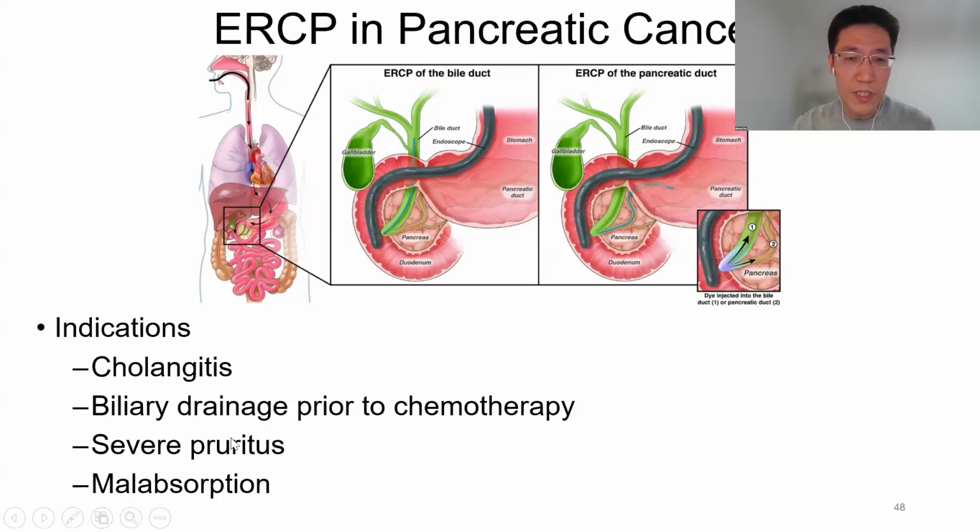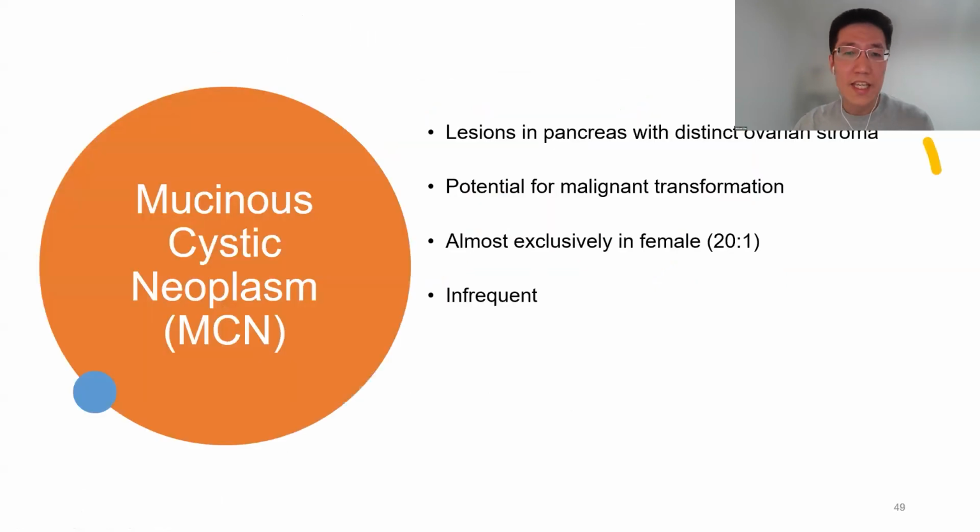These last 2 are symptomatic. One is severe itch from the bilirubin, or they're malabsorbing because of the lack of bile salts in the system. The reason we do not do ERCP as much is because of the risk of pancreatitis and other adverse events of an ERCP. So I'm going to go through all the lesions individually. The mucinous cystic neoplasm, or MCN, is a lesion in the pancreas with a distinct ovarian stroma.